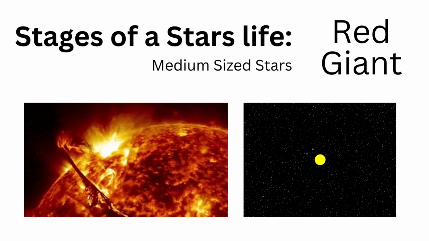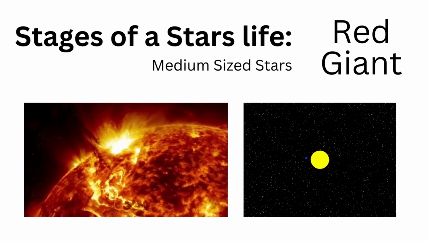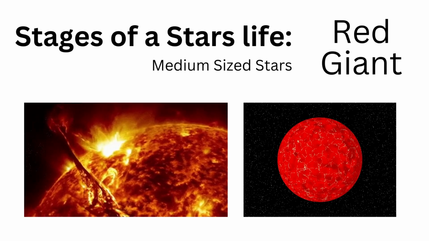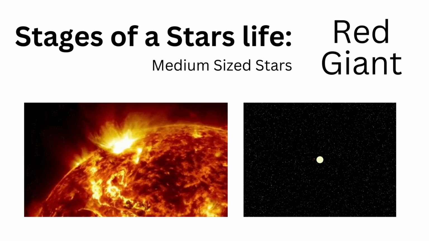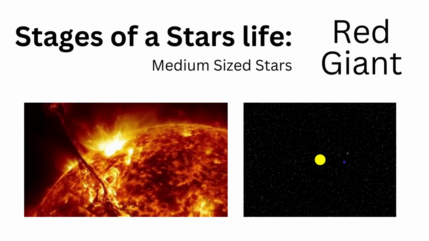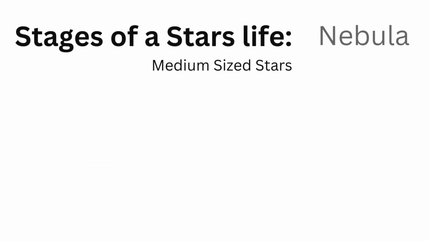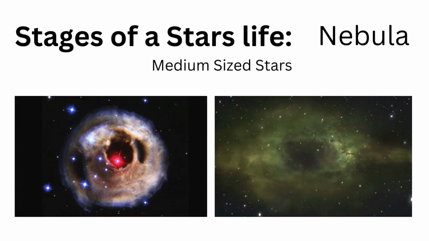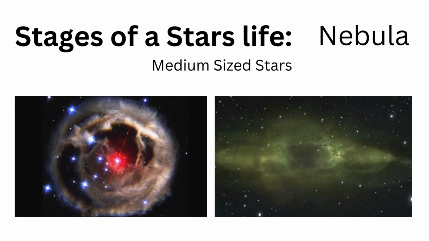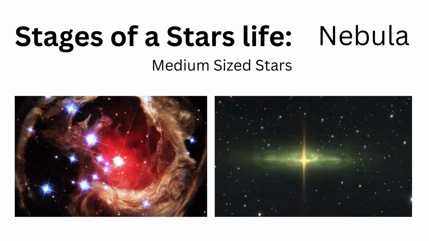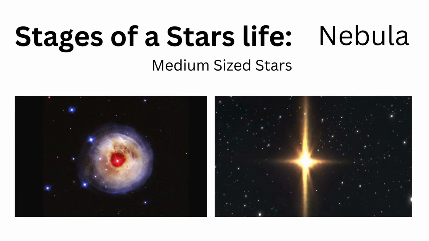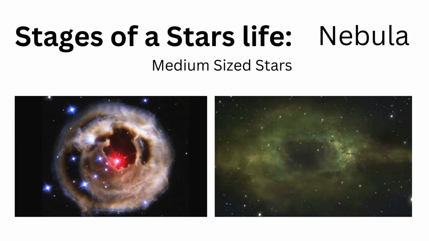During this phase, our sun will expand and become 100 times larger than its current size, and it will also become much cooler and redder in color. Stage 4, planetary nebula. As the red giant phase comes to an end, the outer layers of the star are ejected into space, leaving behind a small, hot core known as a white dwarf.